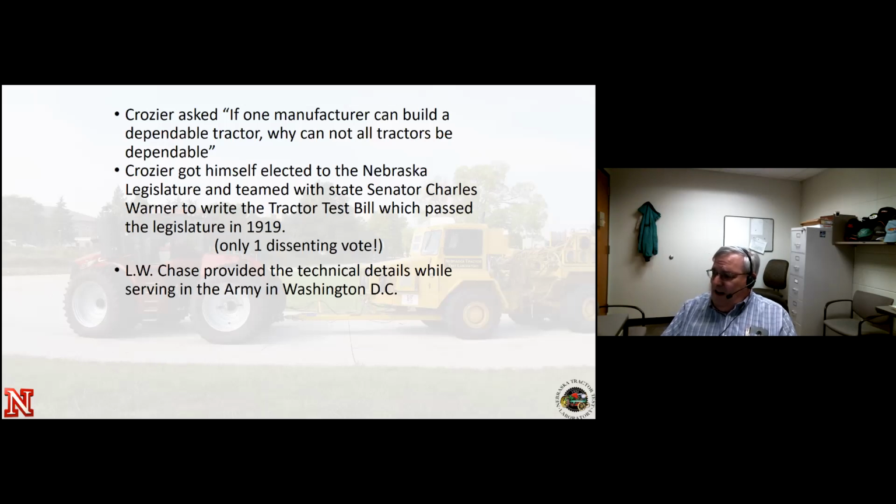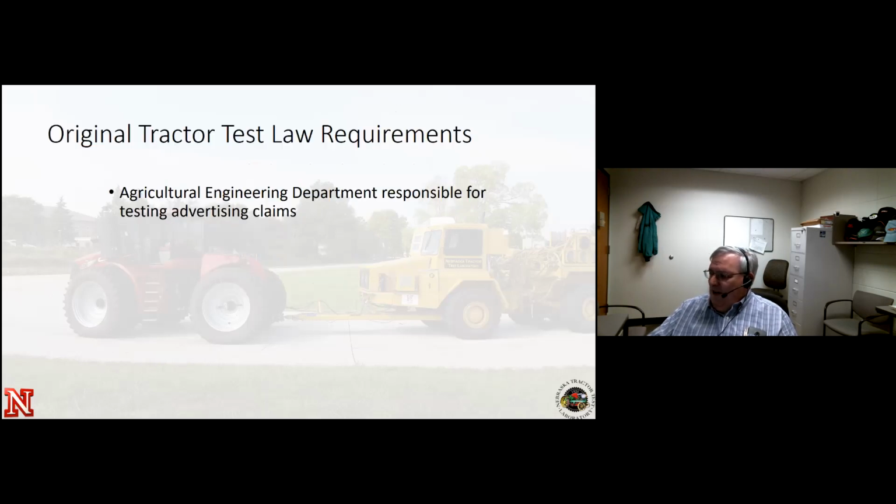Now, Dr. Chase was serving in the Army. He was a colonel working for the Army in Washington, D.C., but he provided a lot of the technical information required and helped with the requirements of the law. And one of the things that Dr. Chase got written in was that the University of Nebraska's Agricultural Engineering Department was responsible for testing advertised claims.